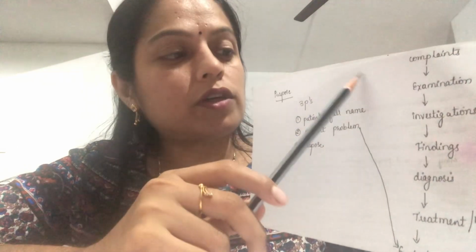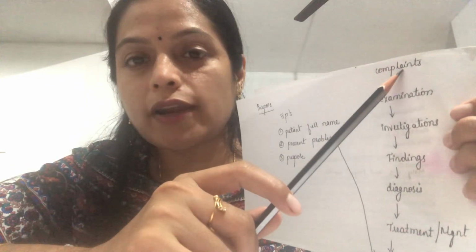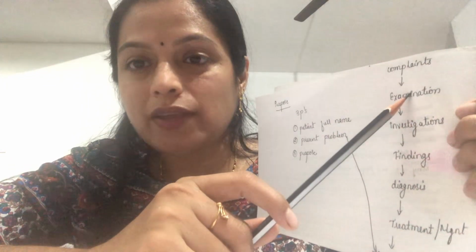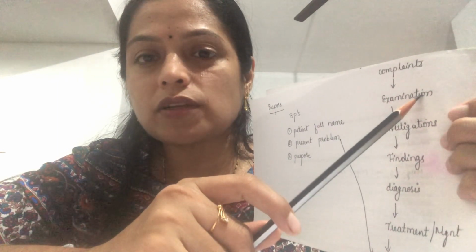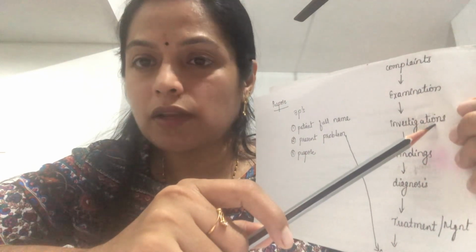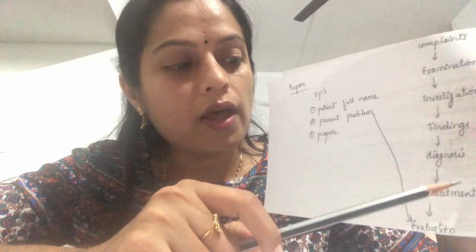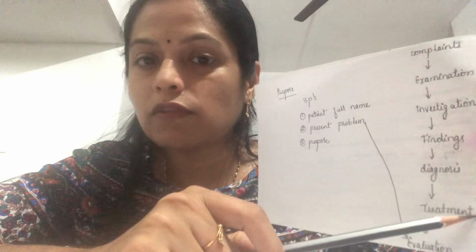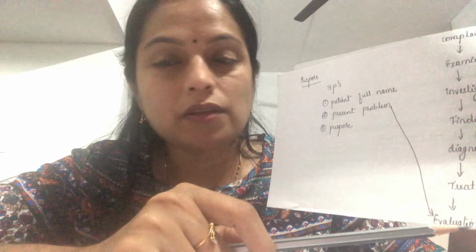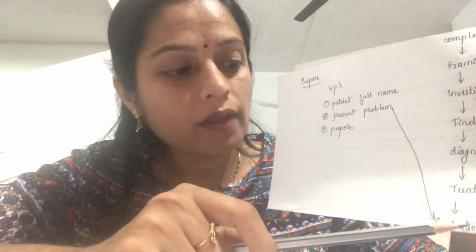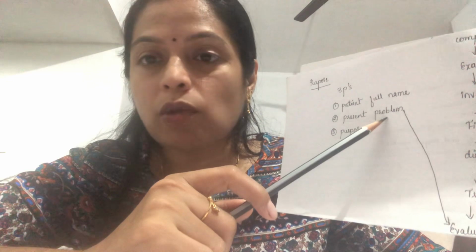Understood? First you need to check with what complaints the patient got admitted. After that we will do some examination, for example, vital signs. We will do some blood investigations, then investigations like CT scan, radiological investigations including blood investigations. After that, based on the findings, we will diagnose his condition. After that, we will start the treatment or the management. And finally, we will evaluate whether the patient has recovered or not. That we need to select as the present problem.